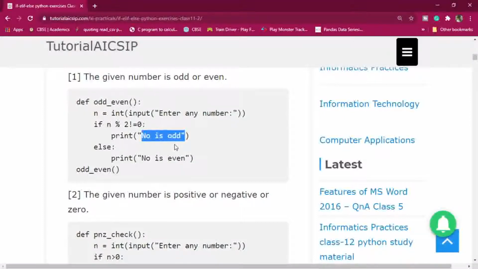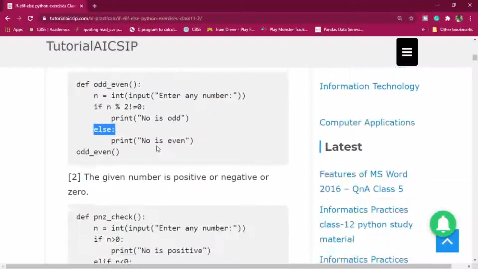So if n modulo 2, the modulo operator, as you know, returns the remainder when we divide a number by any divisor. If the remainder is not 0, then the number is odd, otherwise the number is even. So here I have used if else and just printed the output. Like that you can check an odd or even number. There are only two possibilities, either the number is odd or the number is even. That's why we are using if else.